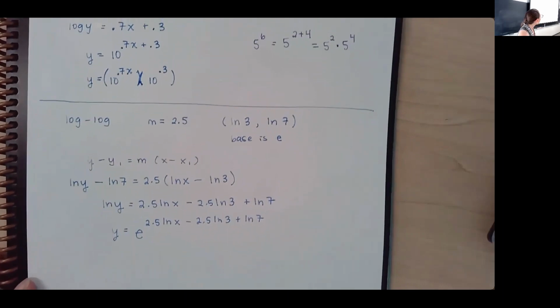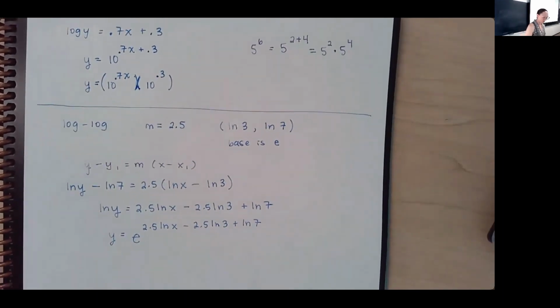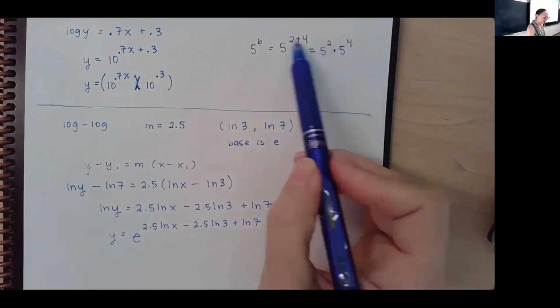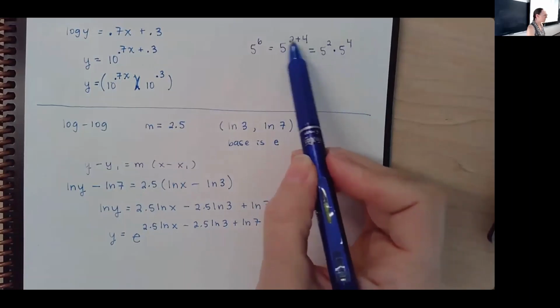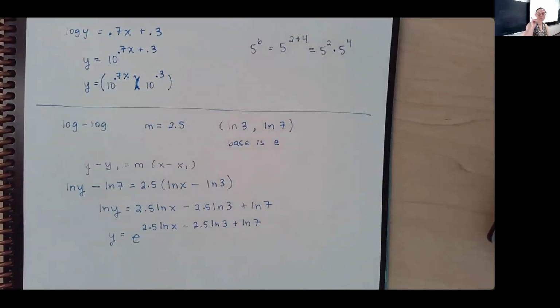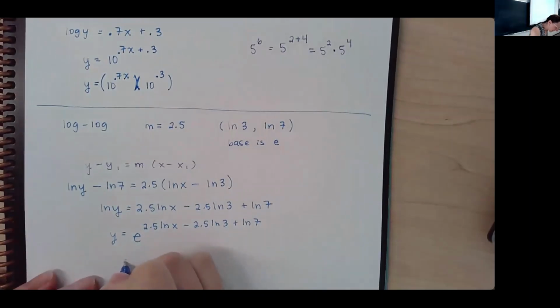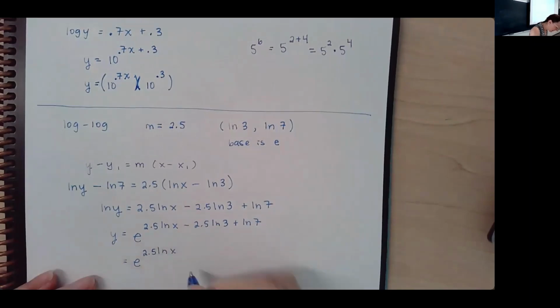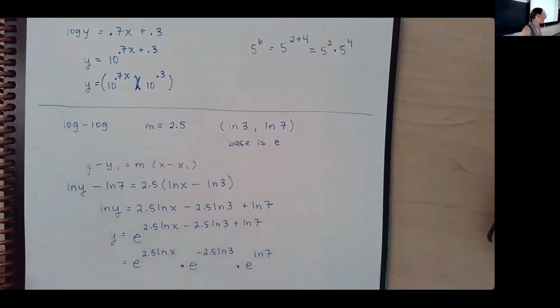And then I'm just going to remind us of that exponent rule, that if I have addition or subtraction happening up there in the exponent, I'm really going to switch that around to look like multiplication between things with the same base of e. So this is going to become e to the 2.5 ln of x times e to the negative 2.5 natural log of 3 times e to the ln of 7.